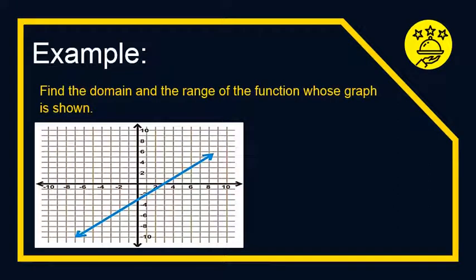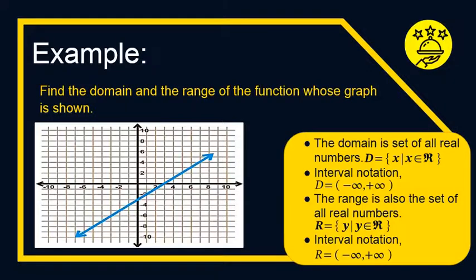The graph extends infinitely in both directions. Therefore, the domain is the set of all real numbers. So D is equal to x, where x is an element of the real numbers. In interval notation, D is equal to negative infinity to positive infinity. We can find the interval notation if we find the boundaries.